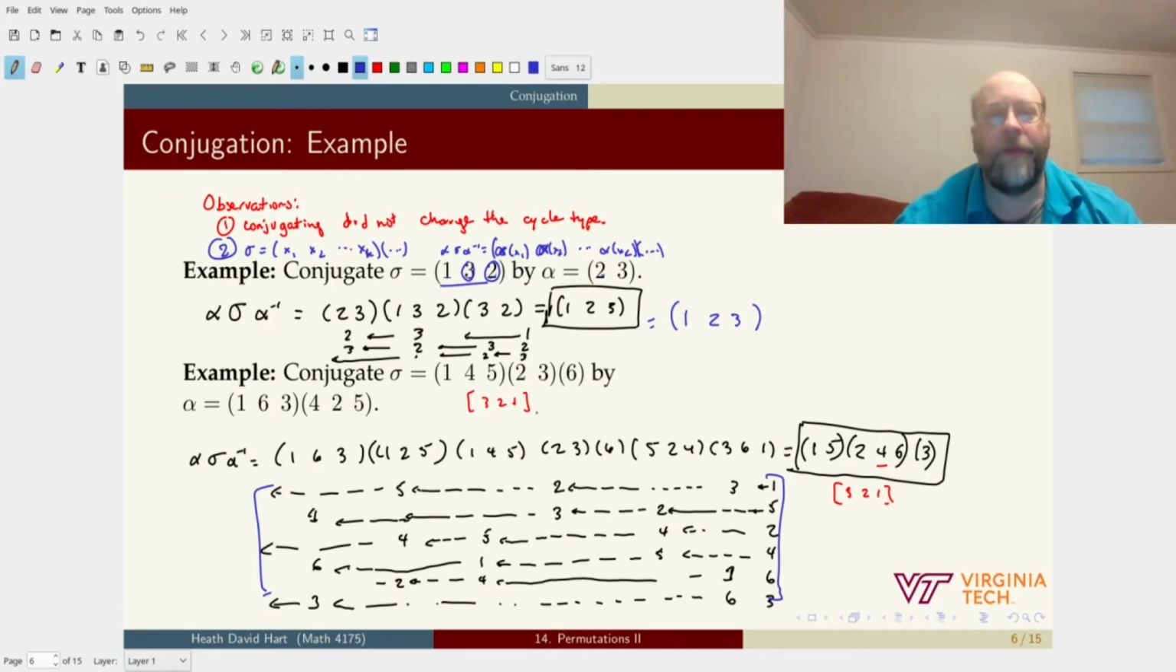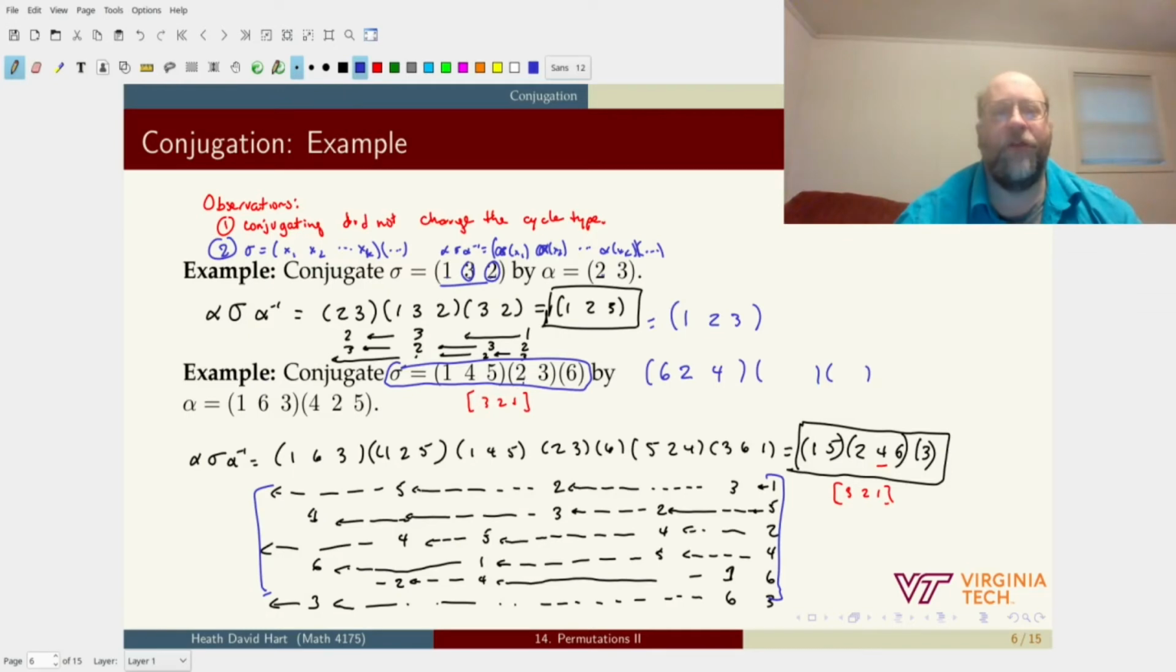Okay? Let's try it on this one here. If I want to conjugate sigma here using the shortcut, I know I'm going to have a 3 cycle, followed by 2 cycle, followed by 1 cycle. So I now look at alpha. What does alpha do to a 1? It changes a 1 to a 6. What does alpha do to 4? It changes 4 to a 2. What does alpha do to a 5? It changes a 5 back to a 4.